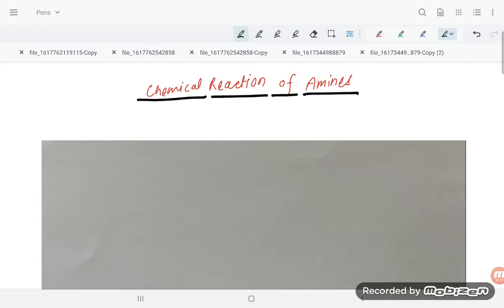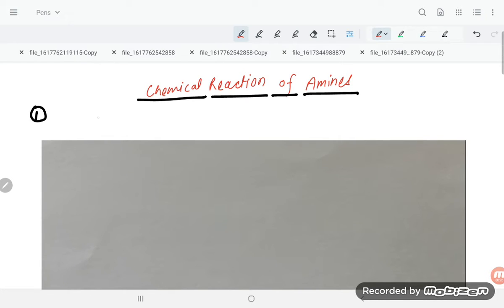Hello students, let us try to understand the chemical reaction of amines. We are going to understand the method of preparation, chemical properties, physical properties, and all the reactions we will be trying to explain in this video lecture. So let us have the first reaction, students. What is the first reaction? We are going for the study of preparation.